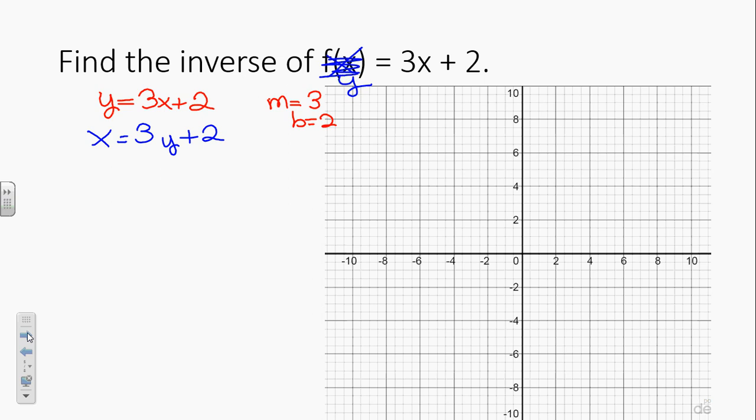We begin at 2. 2 on the x-axis or y-axis? Y-axis. When x is 0, y is 2. And then what do we do with that guy? Up 3 over 1, because our understood slope is 3 over 1. So we're going up 3 over 1, up 3 over 1. And then we draw our line.